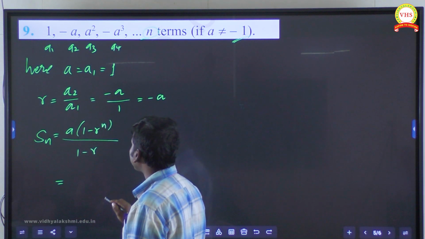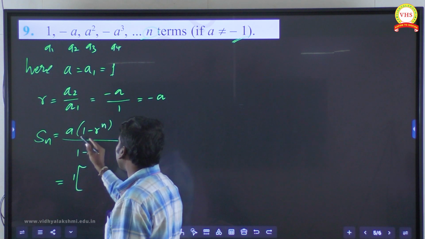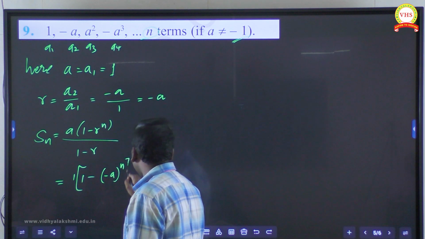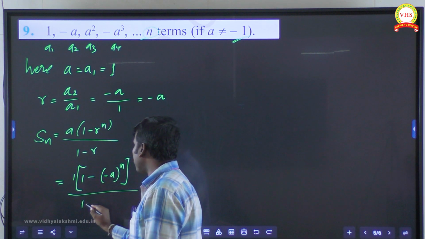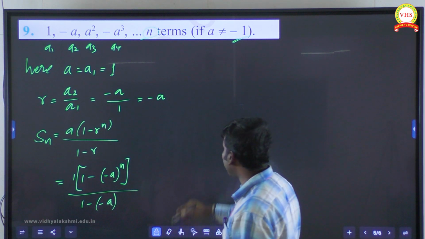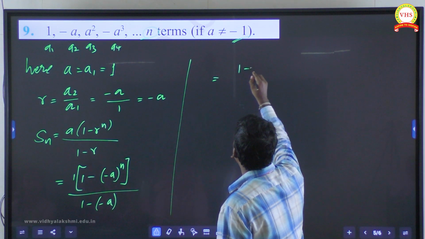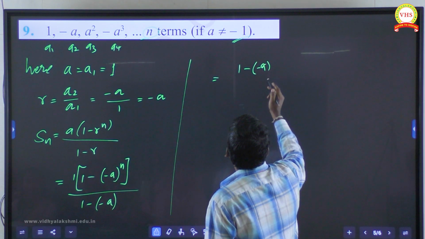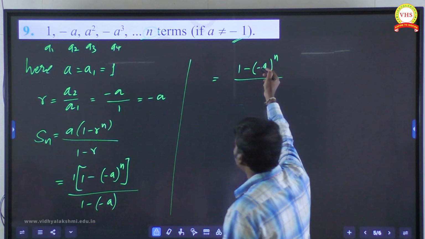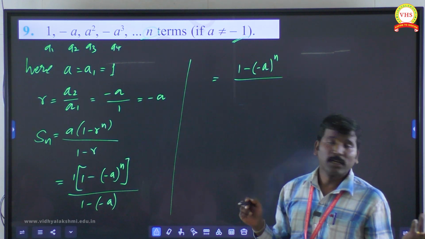Now, one more. A value, what I know? 1 into 1 minus R value, minus A, whole power n, whole divided by 1 minus R value, what I know? Minus A. Understand? Simplify this. So what I am getting: 1 into anything is the same, the numerator you will be getting 1 minus of minus A. Don't apply the negative. When you apply the negative also, we don't know whether this will be negative A or positive A, because we don't know whether the power is even or odd. So let it be as it is.